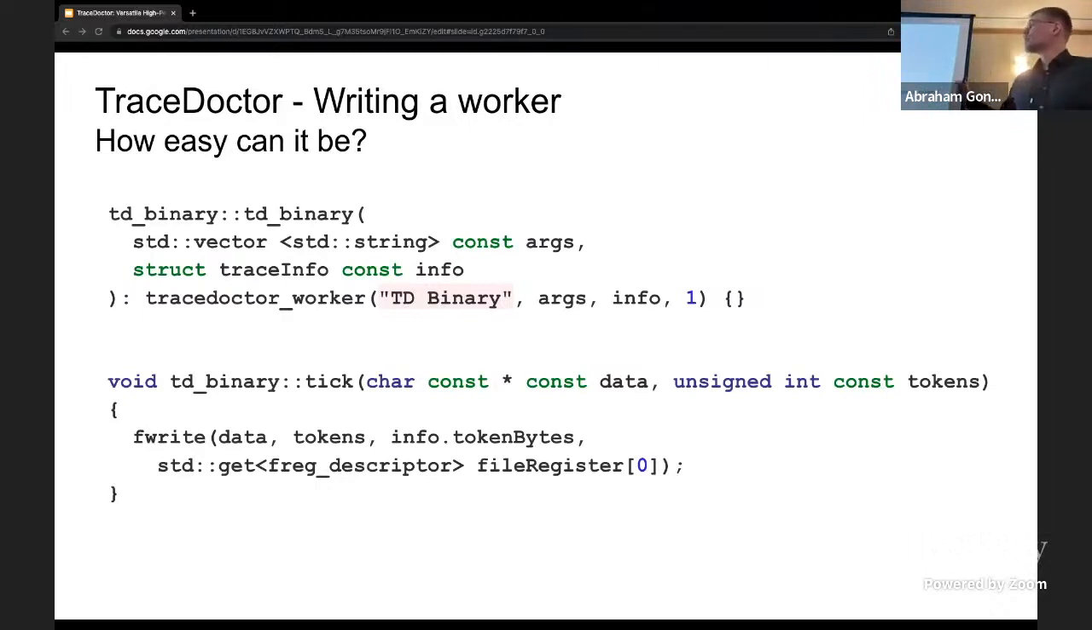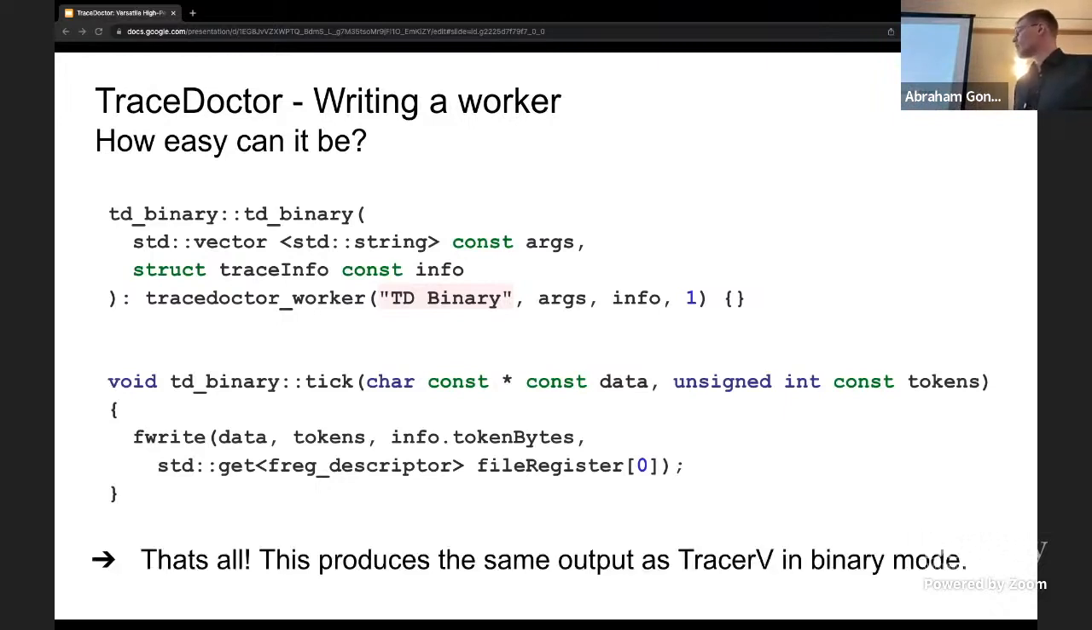And then the TraceDoctor interface provides this worker with the trace data over the tick function, which gets the data in and also how much data there is. And here we write this data just out to a file, which we have here requested to the parents. So that means whenever this worker is instantiated, it expects one file as output. And this file we can pull in here and write our trace data to. And that's all. This produces the exact same output as the TraceRV in binary mode.